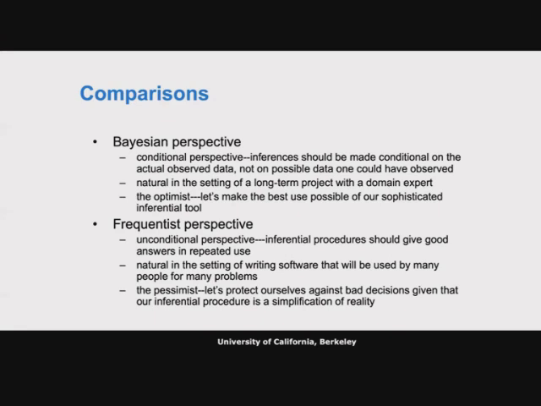Let's optimistically believe they're not too unreasonable, and let's make the best use of our sophisticated probability machinery. The frequentist perspective is not conditional. It's not trying to condition on the data you got right now, typically. It's trying to be unconditional. It says, on all the possible data you could get, unconditionally, are you doing well?